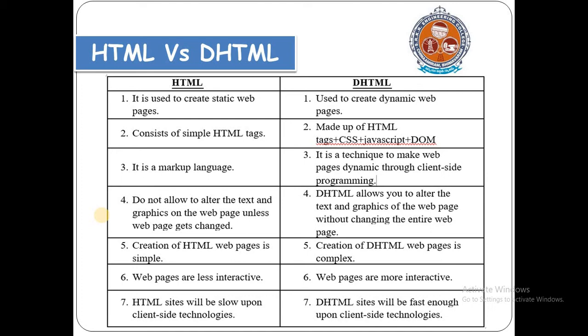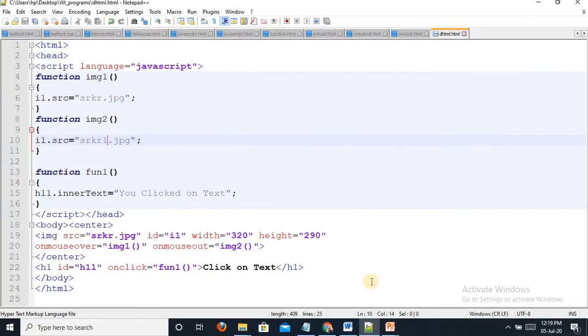We already saw some examples of how we can add dynamic behavior and how the web pages can interact through the client side. Let us see a small example for DHTML. Here I am adding some dynamic behavior to a simple web page. In the web page I have taken one image, srkr.jpg, and for this image I am going to give some dynamic behavior.